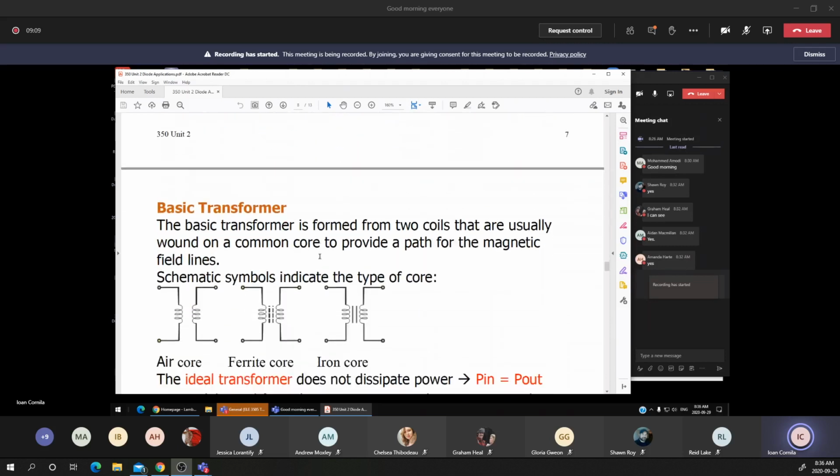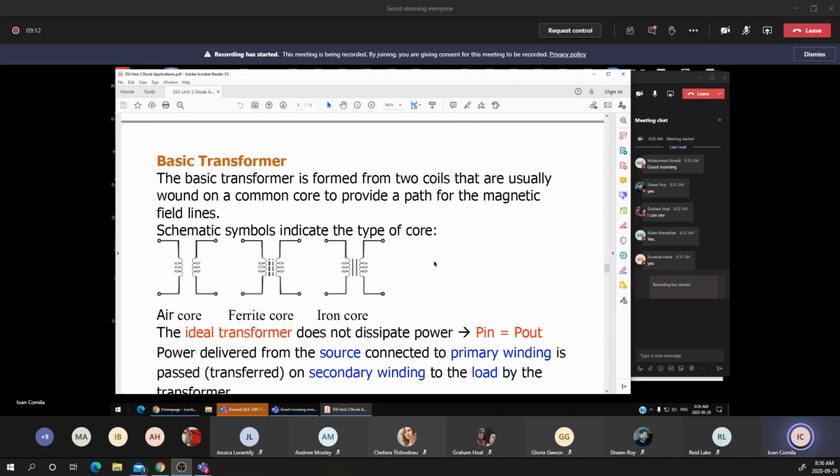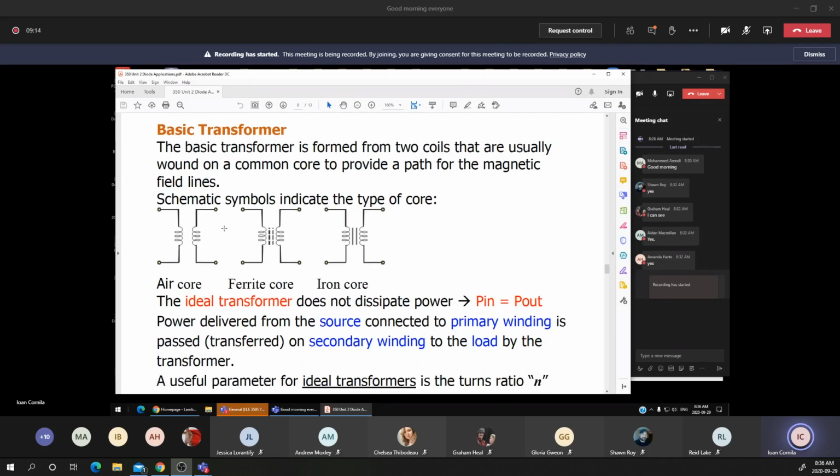Now let's have a look at those diagrams. Firstly, you notice the three main parts of a transformer. Basically, a transformer has the input, one of the windings, connected to a voltage source. Another winding is connected to a load resistance. We may have three different cores: the air core, the ferrite core, and the iron core.